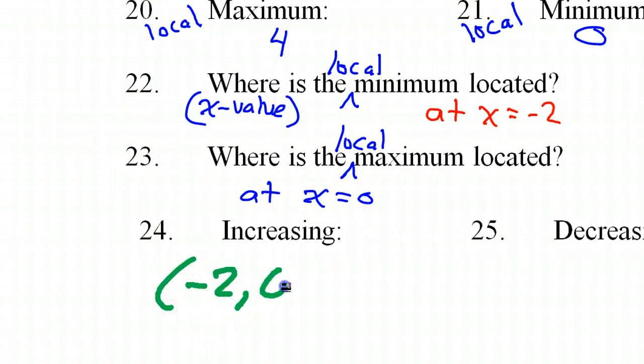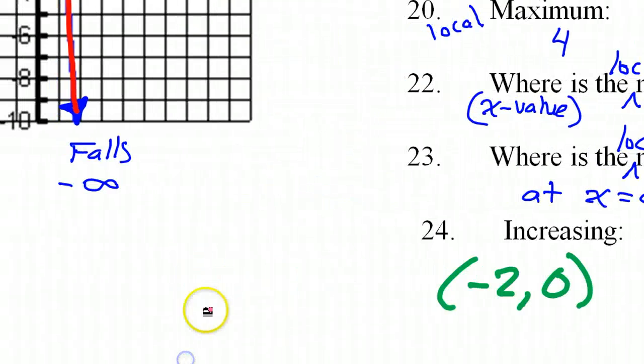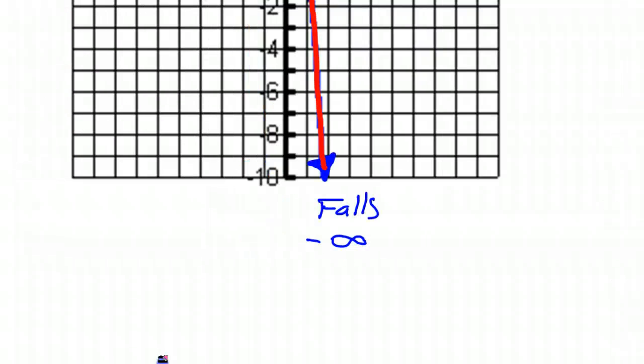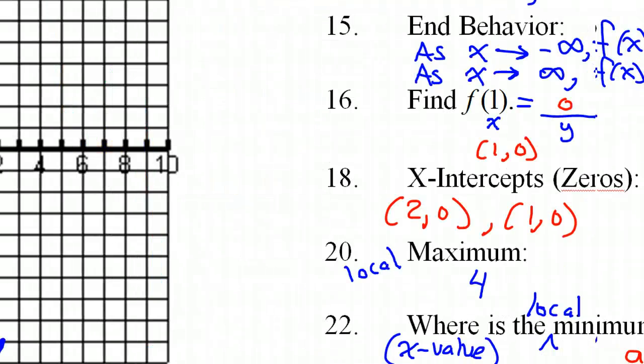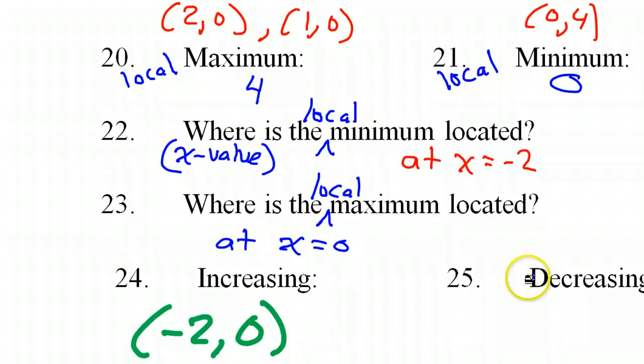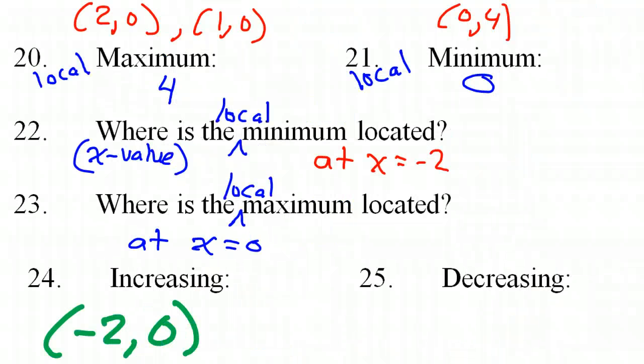So -2 to 0. For these increasing and decreasing intervals, we're going to go ahead and leave them as parentheses because we're not going to include the border line. Okay, because right here between decreasing and increasing, right on the curve itself, right on -2, it's neither increasing nor decreasing. It's actually flat at that one point. And same thing here. So do not include the borders. So therefore, round parentheses.